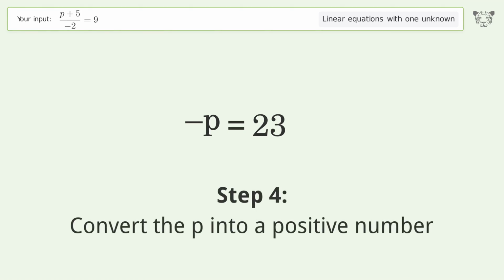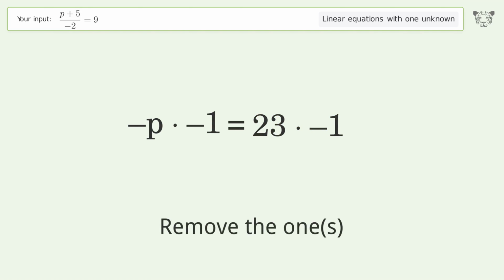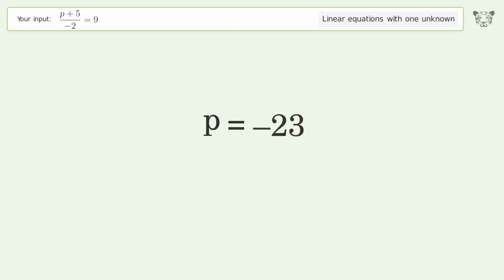Convert the p into a positive number. Multiply both sides by -1. Remove the ones. Simplify the arithmetic. And so the final result is p equals -23.